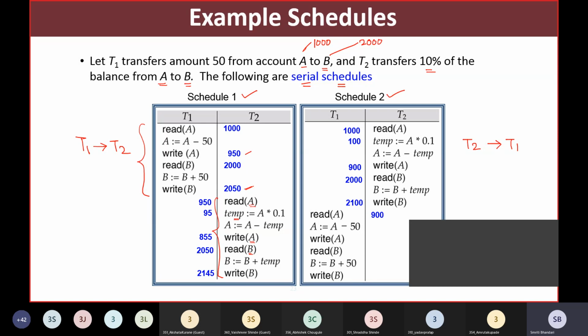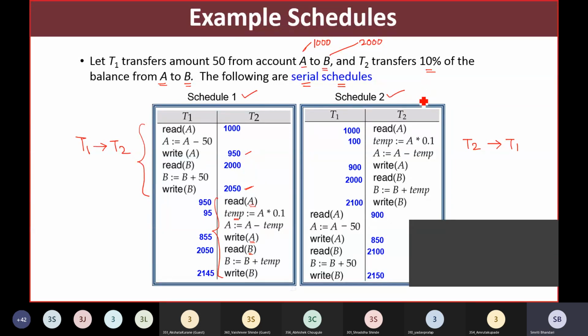So T1 is reading A's balance. So A's balance that is read by T1 is now 900. So 50 is being transferred from A to B. So obviously A gets deducted by 50. So T1 will write 850 into A's account. Then it will read B, which is 2100, and 50 gets added into 2100. So ultimately the balance would be 2150 after executing this schedule number 2.